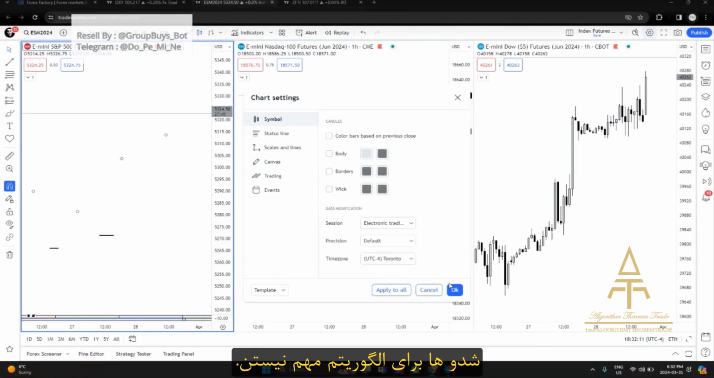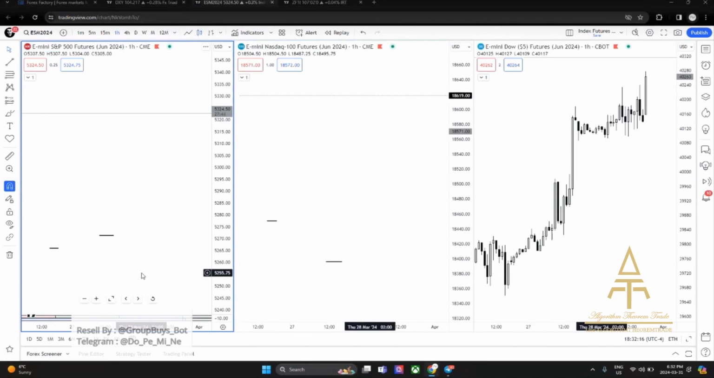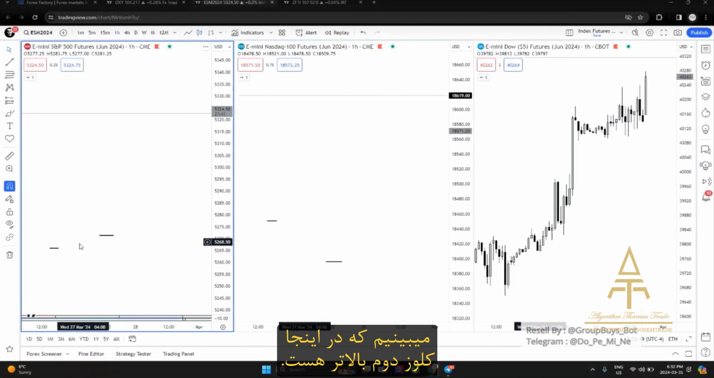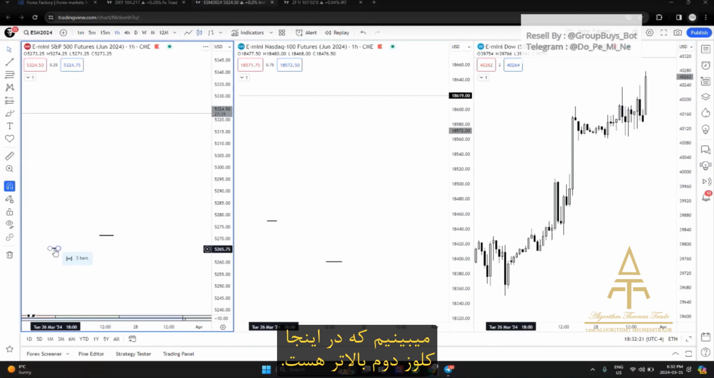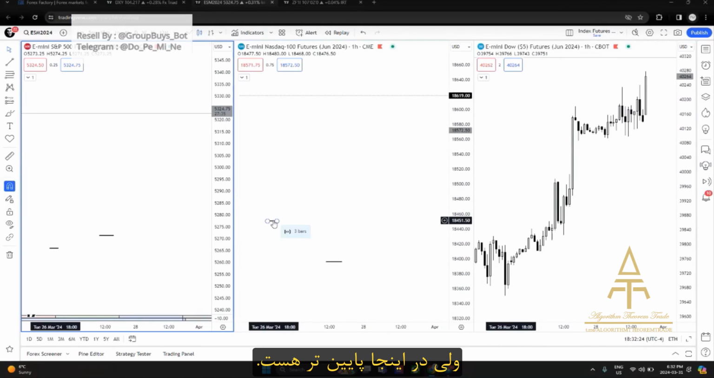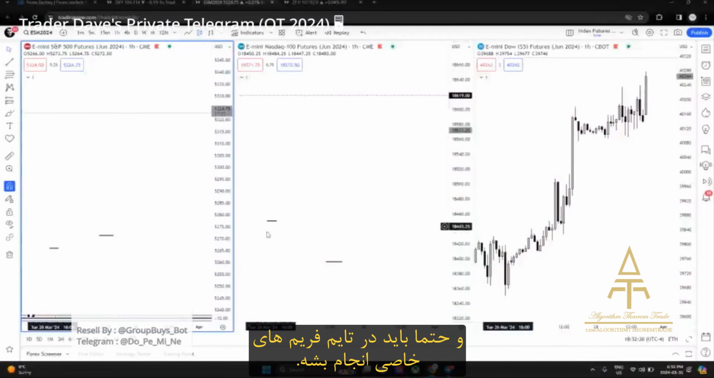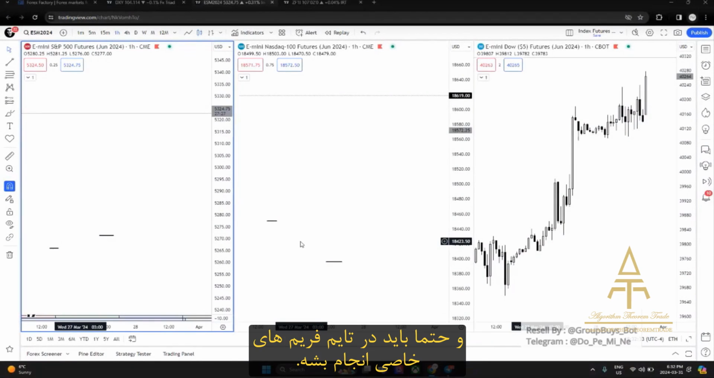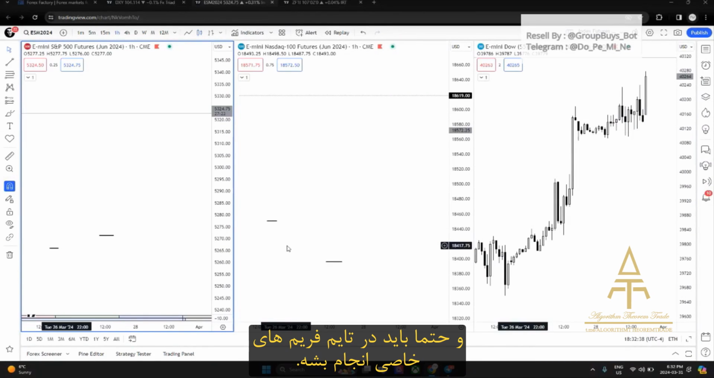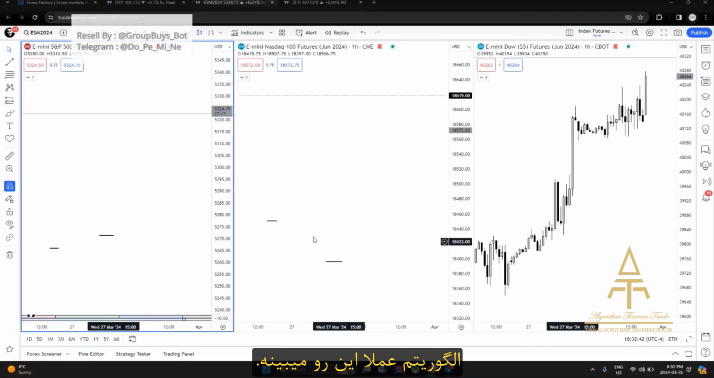The algorithm doesn't give a shit about wicks, right? It's the closes. You can see that here we had a higher close, here we had a lower close, right? You can see that here we had price closing below this close right here. And it must, listen, it must happen on specific time frames. And this is why it won't work for anyone, right? Because this is literally what the algorithm sees, right?